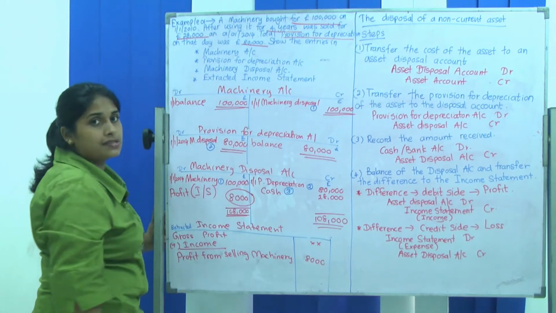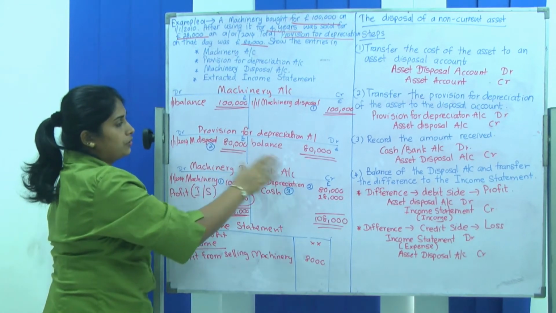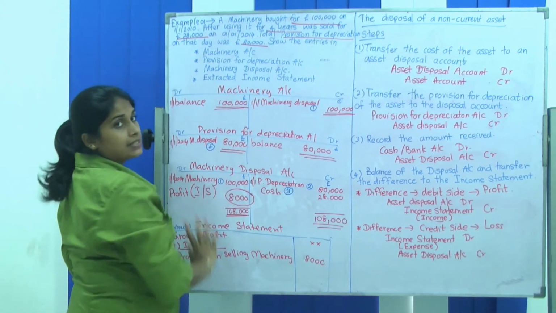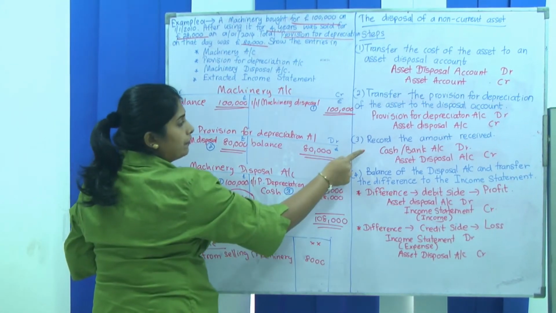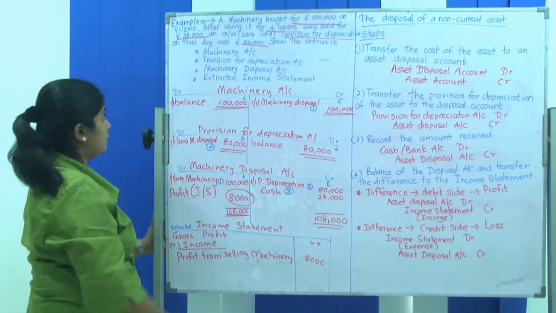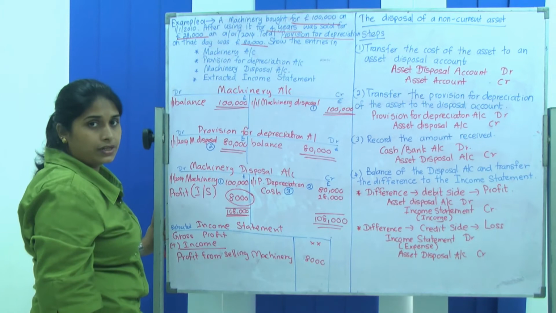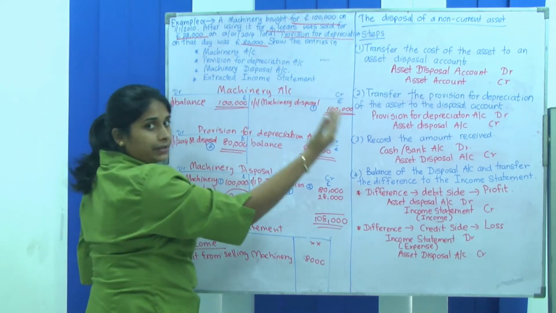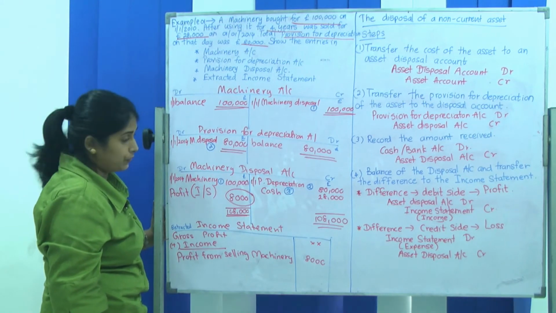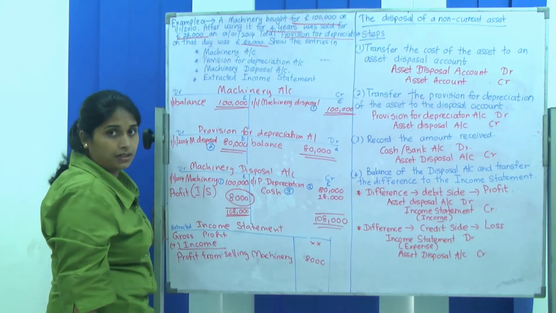Now after doing the second step, the provision for depreciation account will no longer continue because both sides have the same amount. After that, the third step is to record the amount which you have received. According to this sum, you received 28,000. It will be debited to the cash account and credited to the machinery disposal account. So that will be the third step.